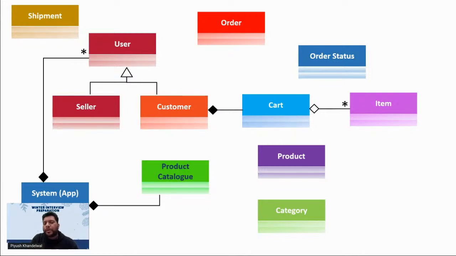So customer will have one cart. But cart can have many items. Can you see this? Cart can have many items. Now you see, customer cart is a composition and cart and item is an aggregation, right? Can you figure out why?